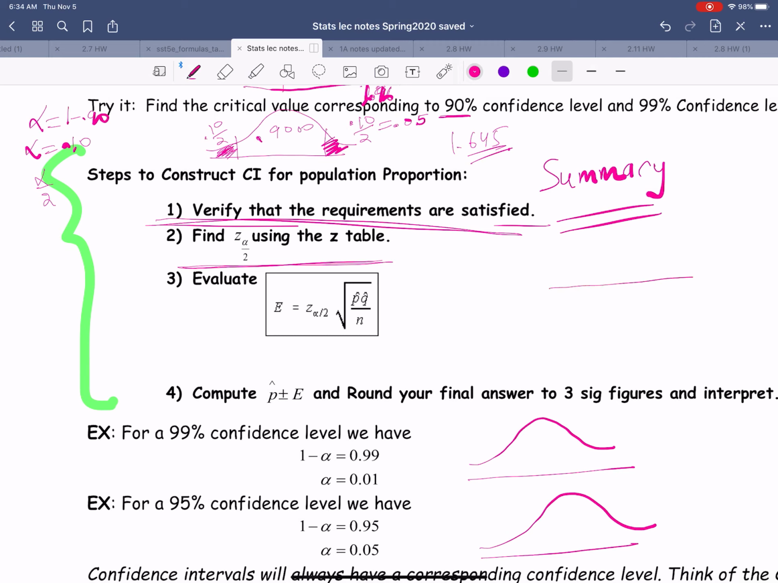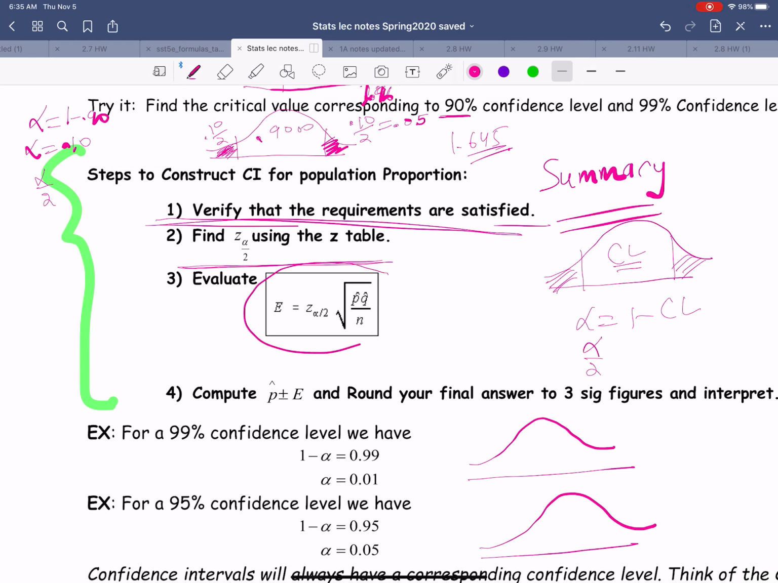Again, you will be given the confidence level. That's your area in the middle. The remaining is alpha, so alpha is 1 minus confidence level. Alpha is divided into two tails, so in each tail you have alpha over 2. Then use the z table to find the critical values.